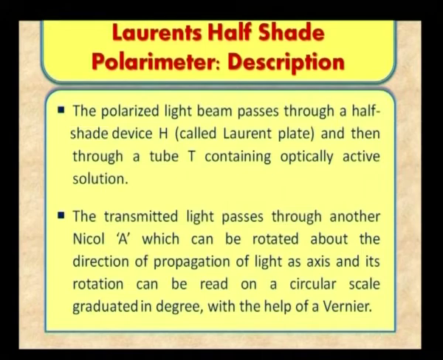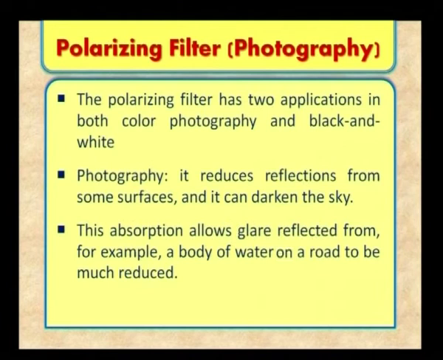Now, having said that, we will pass on to the applications of polarized light. A polarizing filter is one which can be used in photography. The polarizing filter has two applications in both color photography and in black and white. It reduces reflection from some surfaces and it can darken the sky. This absorption allows glare reflected from, for example, a body of water or a road to be much reduced.